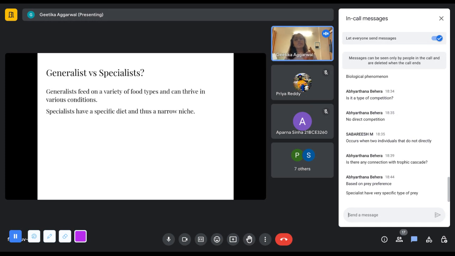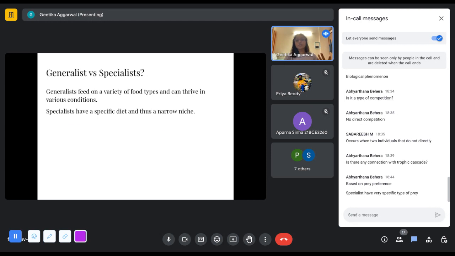Specialists, on the other hand, have a very specific diet that they specialize on, and therefore their niche is also very narrow. They can only survive in those particular conditions, and if anything were to happen to either the food resource of the specialist species or to the habitat, say the temperature changes or the rainfall patterns or seasonality change, then these specialists are going to get impacted very severely because they're not able to adapt as quickly as a generalist can.